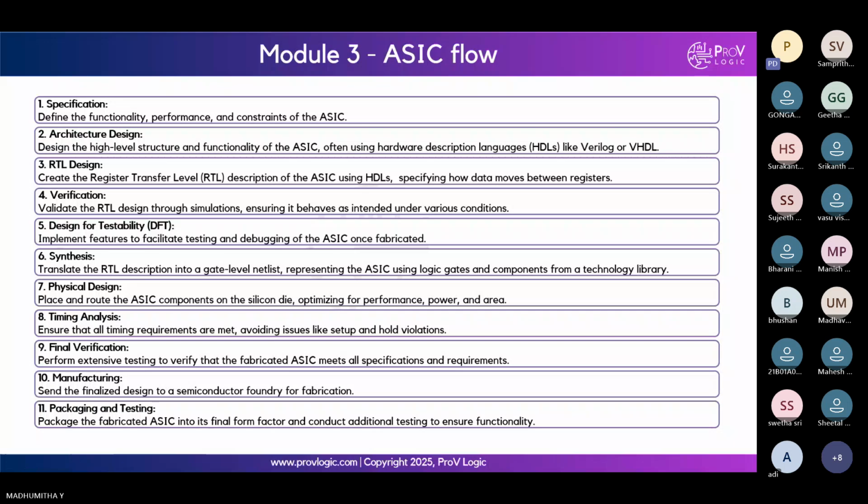So I will read through that line. Translate the RTL description into a gate level netlist representing the ASIC using logic gates and components from a technology library. This gate level netlist is the most important input for physical design. And this gate level netlist will be generated by a process called synthesis. How we are going to generate that netlist, what tools we are going to use, what inputs we are going to use, all of this we will be studying in detail in the synthesis part. Okay. Now we have generated the gate level netlist.